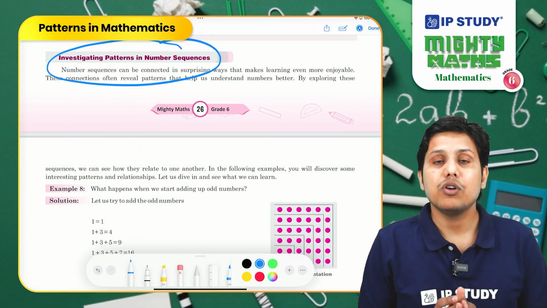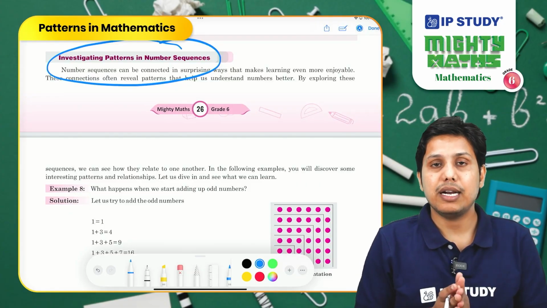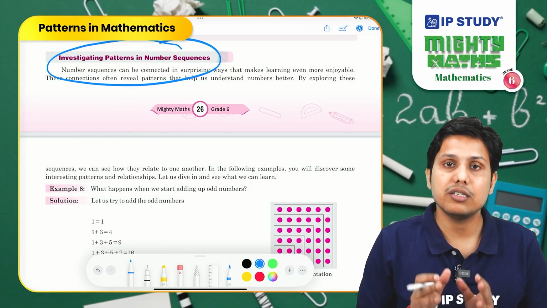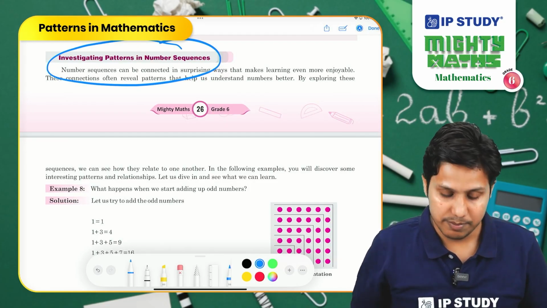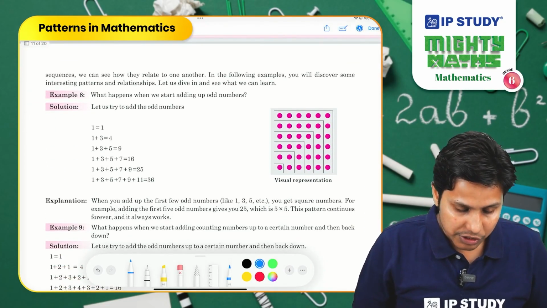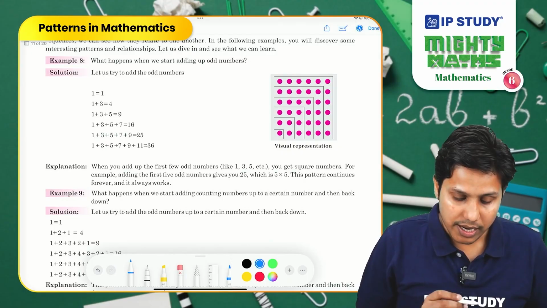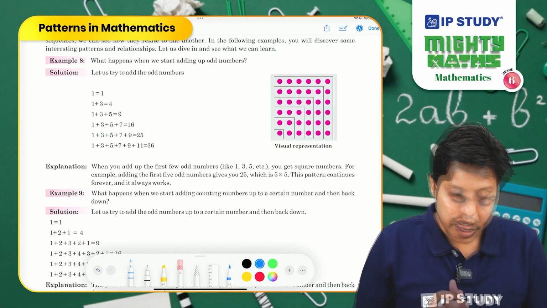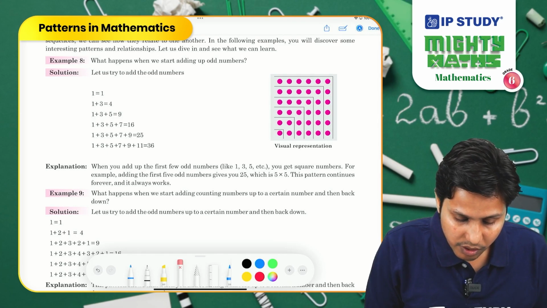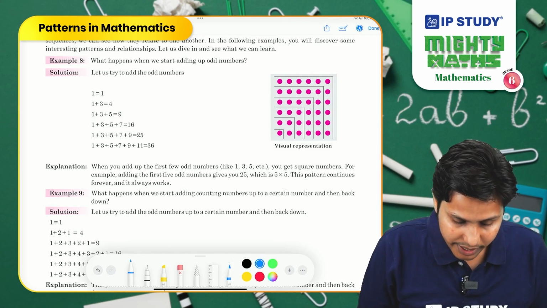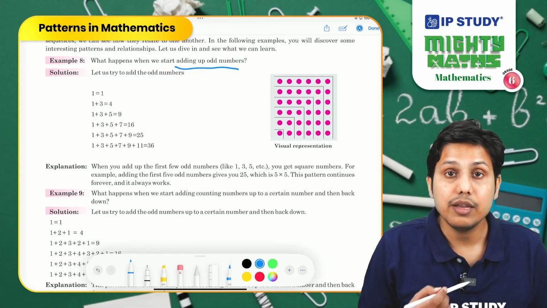Students, we have already understood different number patterns. Now in this topic we'll understand how different number patterns are related to each other through some examples. Here we have 3 to 4 examples in this topic, and let us observe what is happening here. So let's start with example number 8. Here the question says, what happens when we start adding up odd numbers? So let us see what will happen.